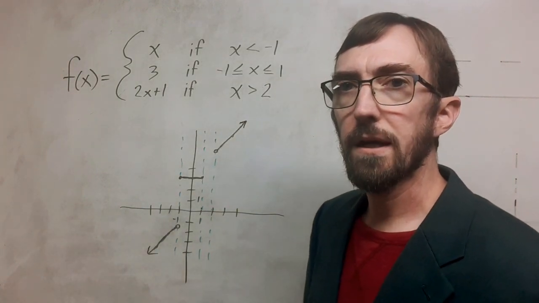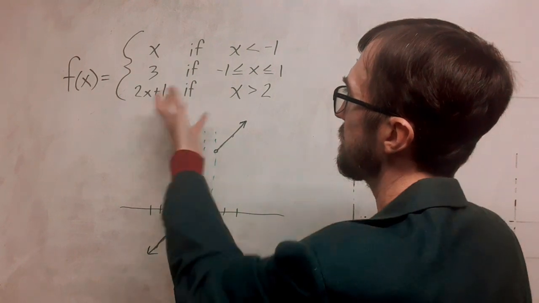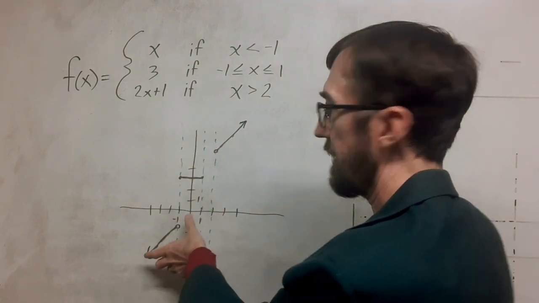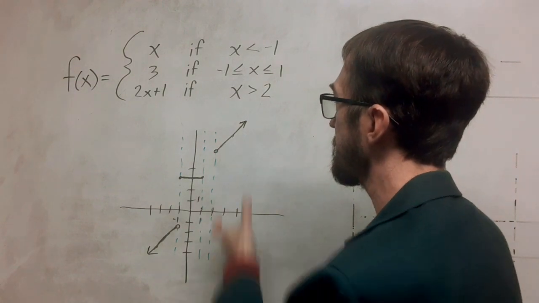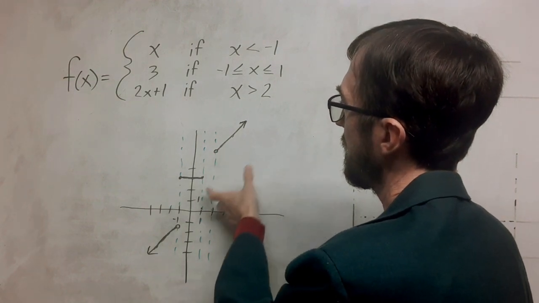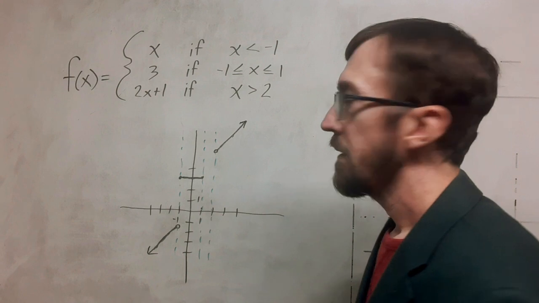All right, so now we have the plot of our function here. I have this piece that goes down and to the left, this little bar in the center, and this piece that goes up and to the right.